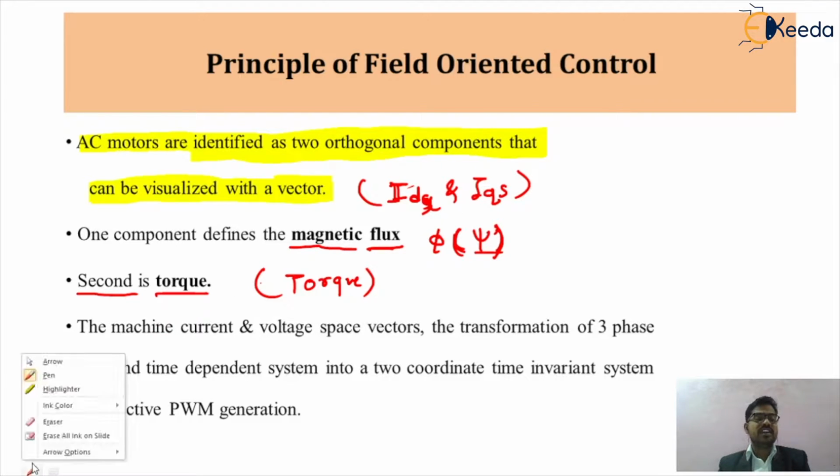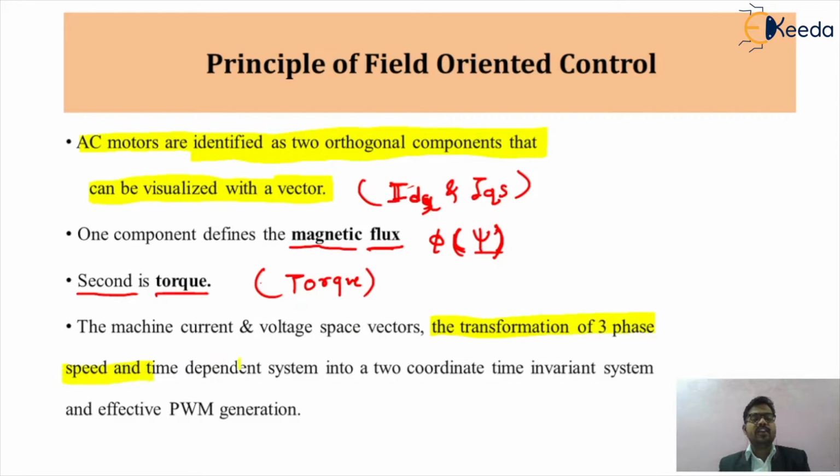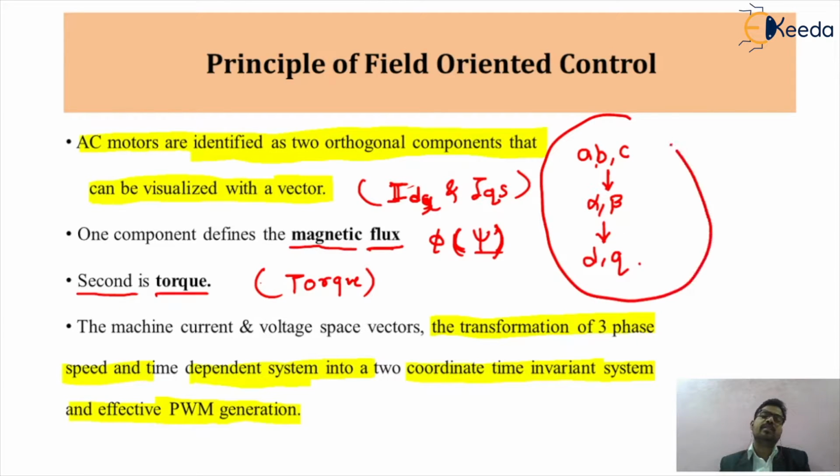So the machine's current and voltage is a space vector. As we know, the transformation from three phase quantity into an independent, or time invariant system, is done by means of effective pulse width modulation generation. So again, friends, a very simple principle is here. We are converting the three phase quantity, that is A, B and C, into the alpha beta frame quantity. Now we are converting this into the D and Q frame. So this is the simple basic principle of your field oriented control.